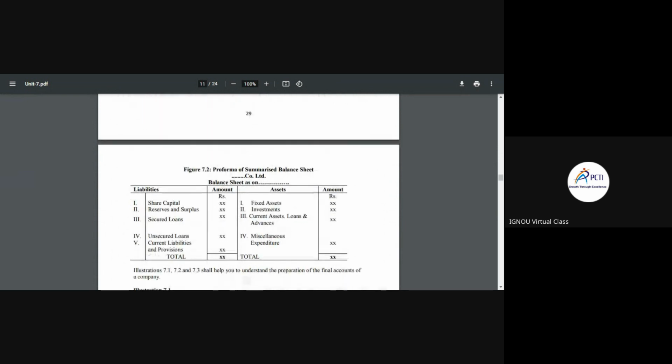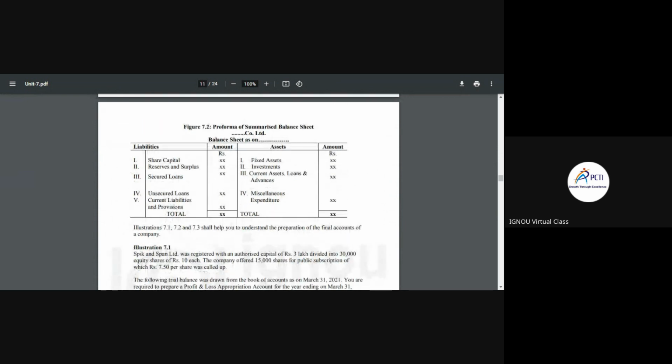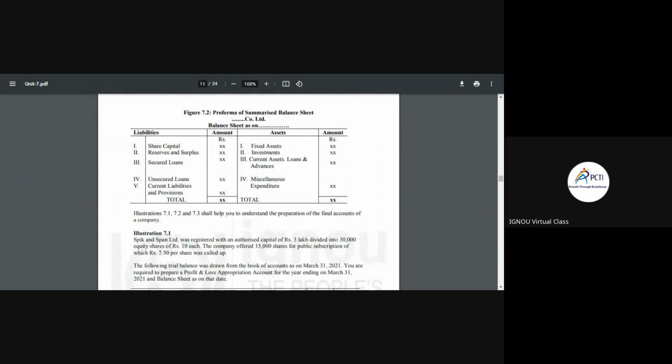This is the proforma. And this is the balance sheet proforma. On the liability side, we have share capital, then reserve and surplus, secured loans, unsecured loans, current liabilities and provisions. And on the asset side, we have fixed assets, investments, current assets, loans and advances. Then we have miscellaneous expenditure.